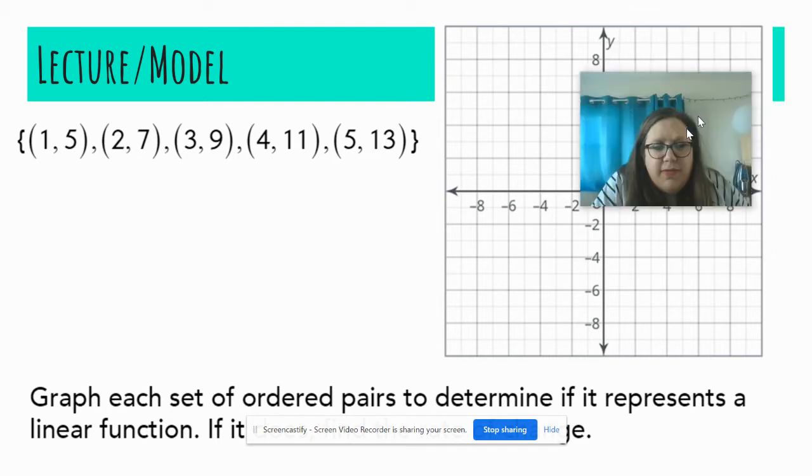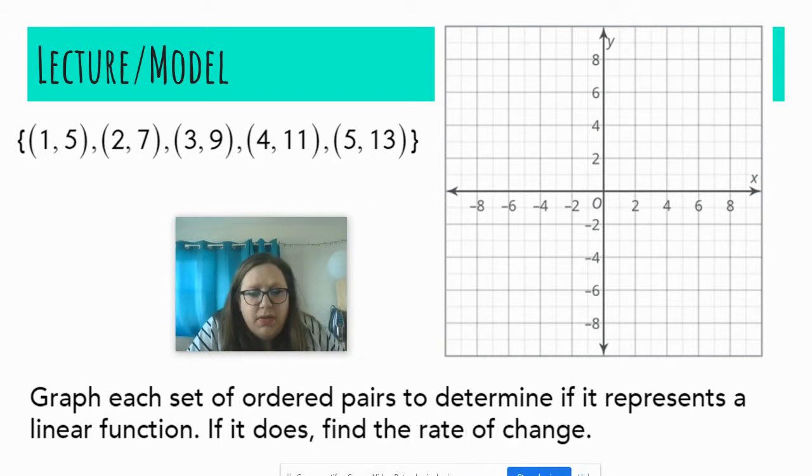All right, now let's take a look at this one. Let's see if this makes a linear function, and if it does, find the rate of change. So 1, 5 would be right here. 2, 7 would be here. 3, 9. 4, and as we can see, this is going to end up making a straight line. I can't fit the other points on here. And again, my line is awful. Yours would not be as awful, I imagine.